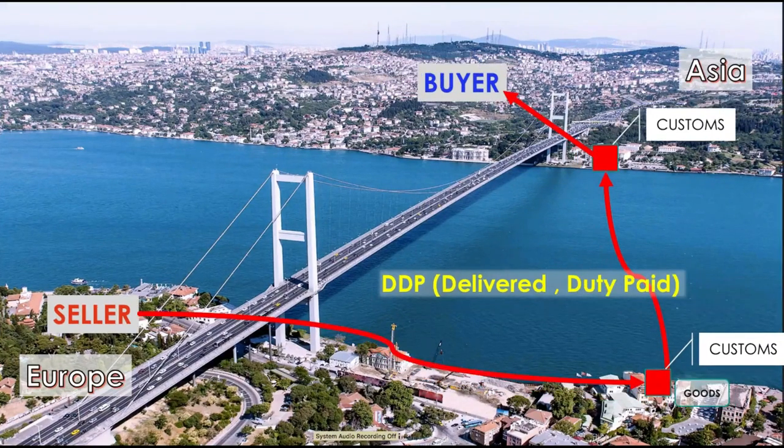Yes, here is DDP, the last term, delivered duty paid. This is the exact opposite point to the EXW term. As you remember, in EXW, the seller had the least responsibilities and the buyer had the most, and here is the opposite. I mean, here the seller has the most responsibilities and the buyer has the least. The seller is supposed to do everything from its own premises, from loading the goods on the vehicle until they are delivered to the buyer at its own premises.